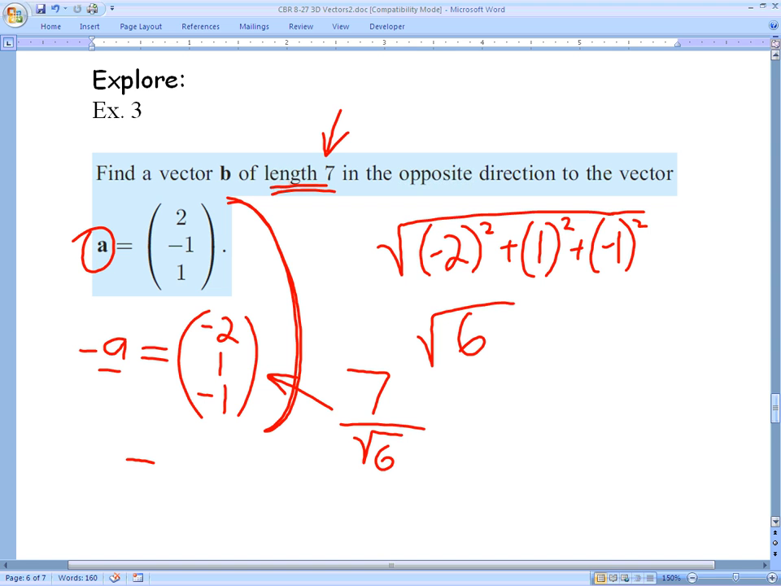So I'll end up with negative 2 times 7, which is negative 14 over square root of 6. And if you want to rationalize your denominator, that's fine. And then 7 over square root of 6 times 1 would just be 7 over square root of 6. And the negative 1 will be negative 7 over radical 6, all as my vector. And that would be opposite direction and have a length of 7. Also known as vector B.